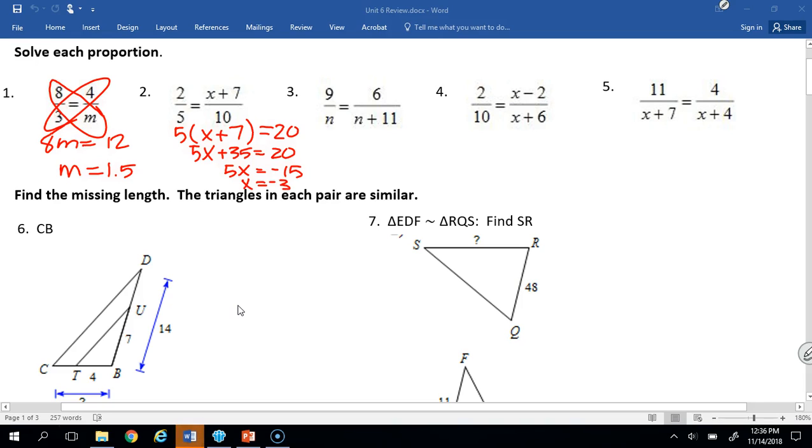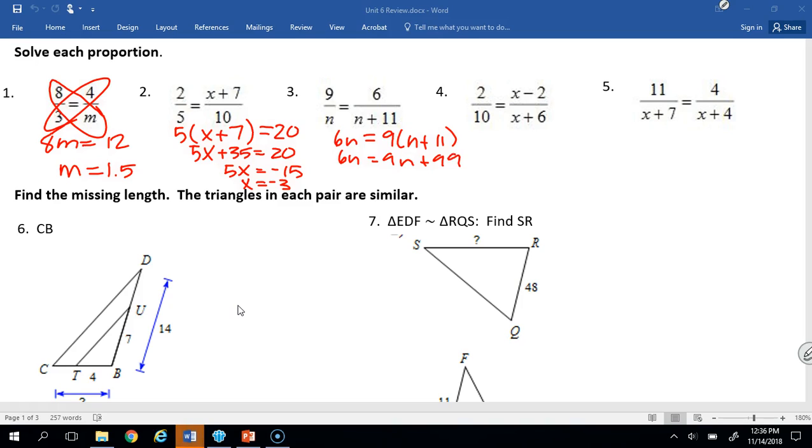Number 3, cross multiply again. So we're going to have 6n equals 9 times n plus 11. 6n equals 9n plus 99. I'm going to subtract the 9n from the 6n. That's going to give me negative 3n, sorry, equals 99. And negative 3 goes into 99 negative 33 times.